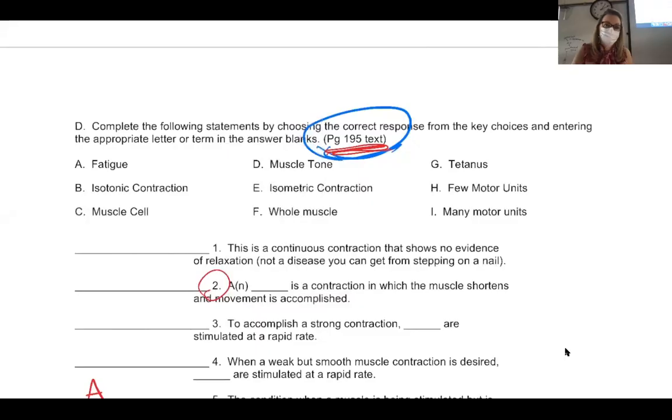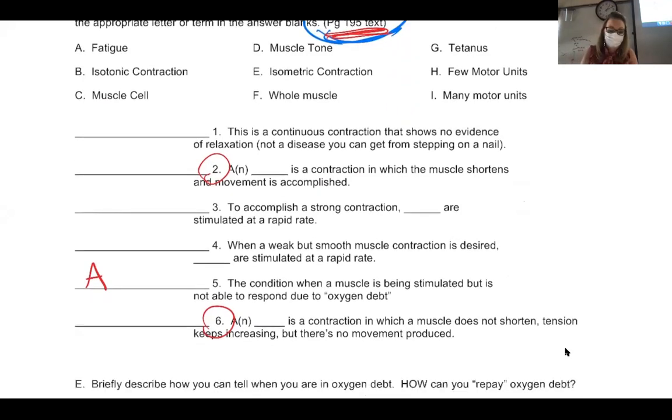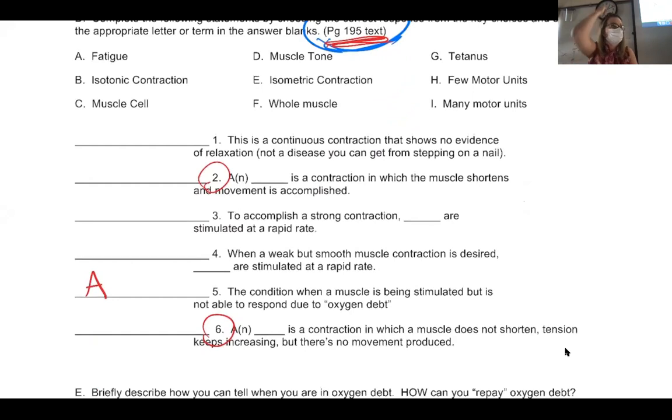All right. Okay, there we go. Now I think I'm cooking with gas. So on page 3 of your homework, you will notice these are some terms I used today. Okay. And notice I also put the page number from your textbook. I know it's shocking, but I did. So like today was one of those that I actually told you to highlight. So like number 5, the condition when a muscle is being stimulated but is not able to respond due to oxygen debt. And that's just fatigue.